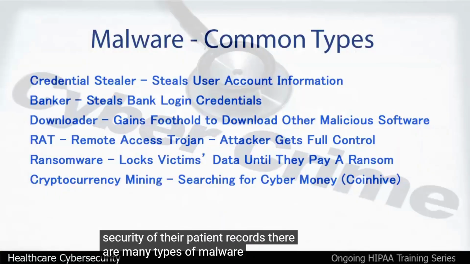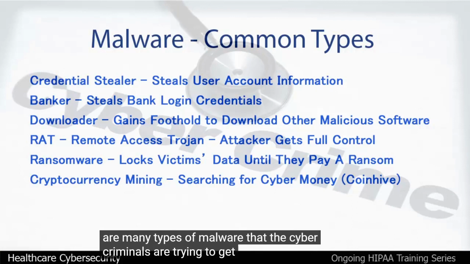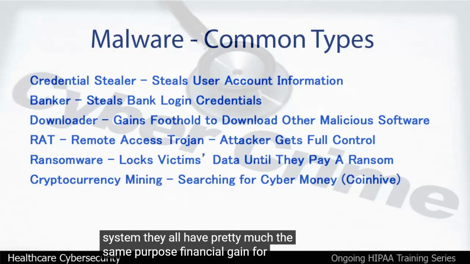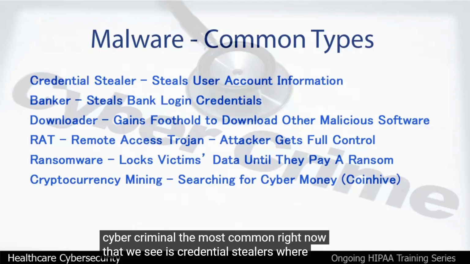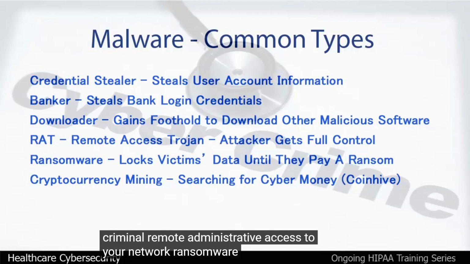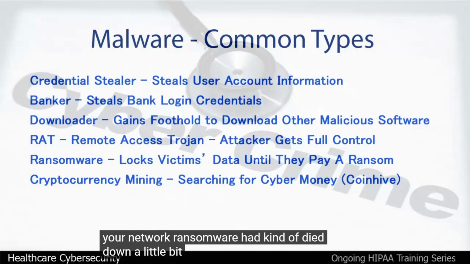There are many types of malware that the cyber criminals are trying to get onto your system. They all have pretty much the same purpose: financial gain for the cyber criminal. The most common right now that we see is credential stealers, where they get onto your network and get everybody's usernames and passwords. Another common one is a RAT, a remote access Trojan, which gives the cyber criminal remote administrative access to your network. Ransomware had kind of died down a little bit, but we see a lot of it again. Ransomware locks up your files and demands a ransom for you to access your own computers.